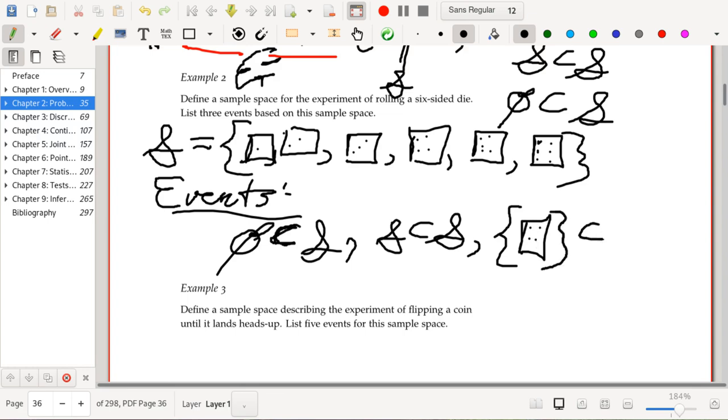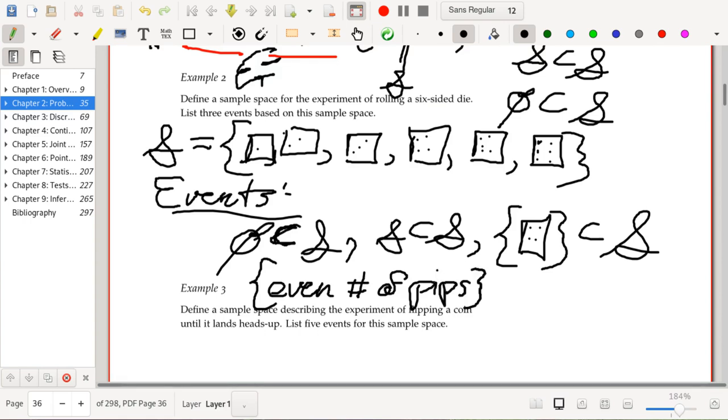What's another one that we could have? Well, we could have the event where you have an even number of pips. That's a valid event. Because, in fact, even though I've written this down in English, and often it's useful to write down sets in English sentences, what this actually translates into is a set with 3 elements. You have the set containing the dice with 2 pips on its face, 4 pips on its face, and 6 pips on its face.